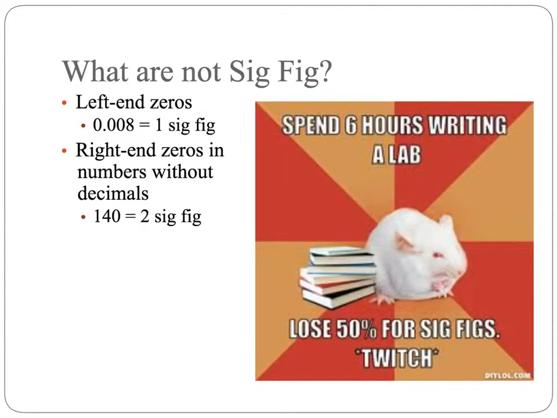Figures that are not significant include your left end zeros and right end zeros for numbers without a decimal point. In both of these cases, zeros are serving as placeholders. So in 0.008, the 8 is the only significant figure. The other ones there are just holding places to let you know that we are measuring in the thousandth position. 140 has two significant figures. The 1 and the 4 are significant. The 0 is here just as a placeholder saying that there was nothing in the 1's position.